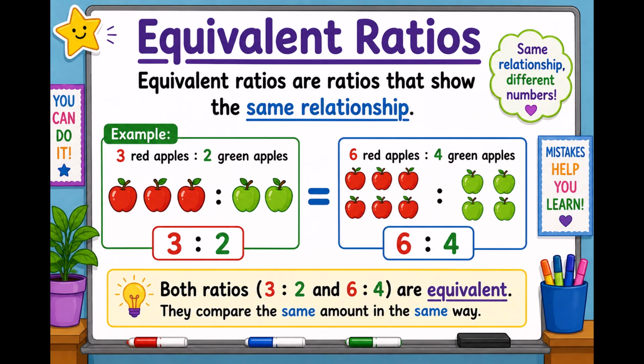Excellent job. So if we simplified all of these ratios, they will simplify to the same exact amount. Why? Because for every 3 red apples we add, we add 2 more green apples. For every 3 that we add from red, we're going to add 2 green apples. And it keeps going and going and going.